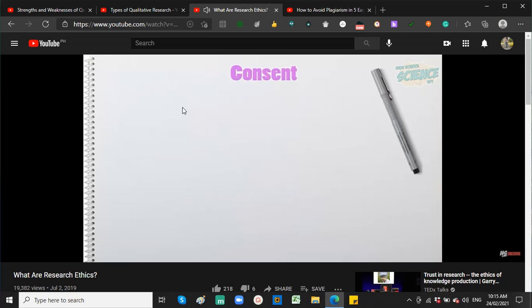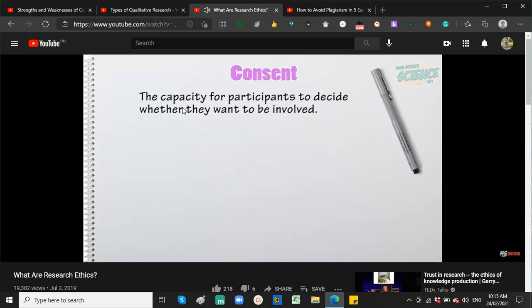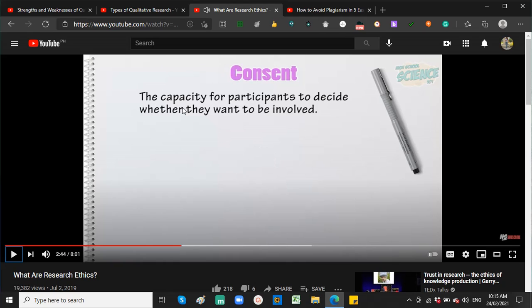Consent is another really important aspect of ethical research, and it basically involves giving people the capacity to choose whether or not they want to be involved in it. This is very important. Before you do your interviews, you have to ask for consent from the respondents, from your research participants. If they say no, then you do not proceed with the interview. But if they say yes, they want to participate, then go ahead, we can do the interview.